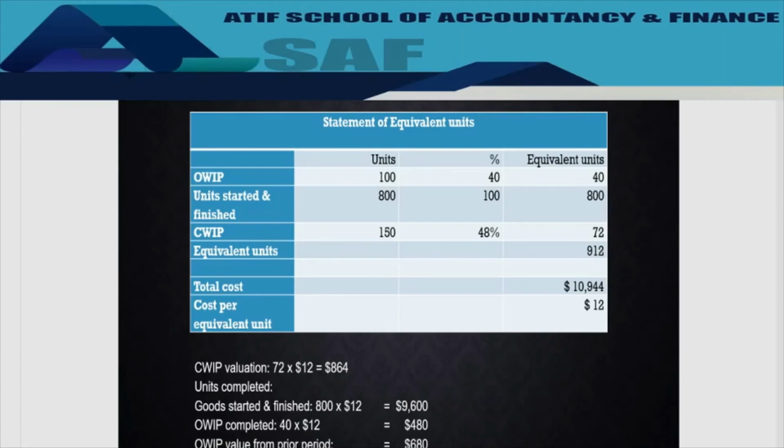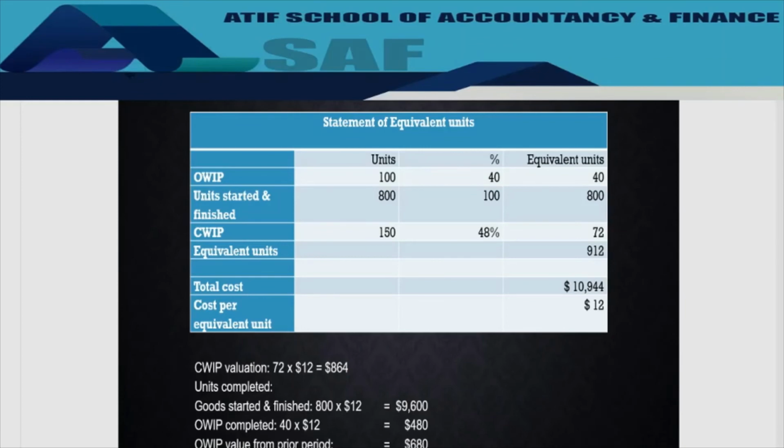To calculate the units started and finished, we have to subtract the opening work in process units from the units completed. 900 units have been completed while opening work in process units are 100. So 900 minus 100 gives you units started and finished as 800 units. These are 100% completed, so included in the equivalent units as 800. While the closing work in process units are 150 and these are 48% completed, so in the equivalent units their value would be 72 units. After that, to sum up all the opening work in progress, started and finished units and closing work in progress units, the total equivalent units would be 912.